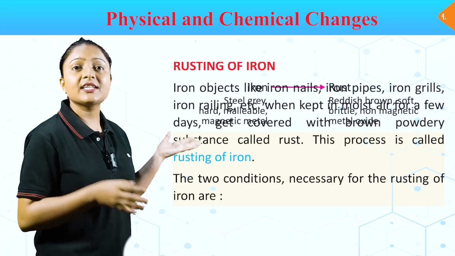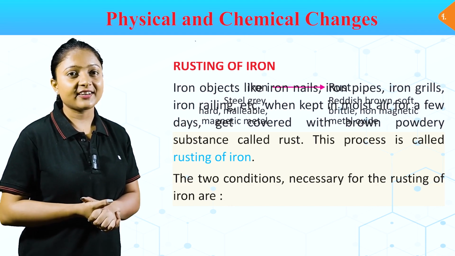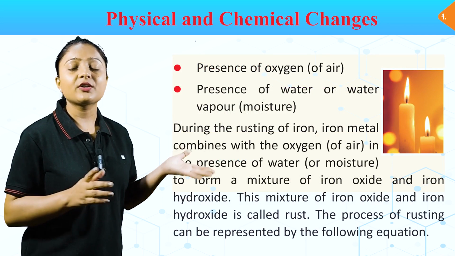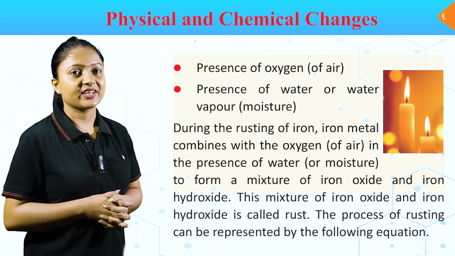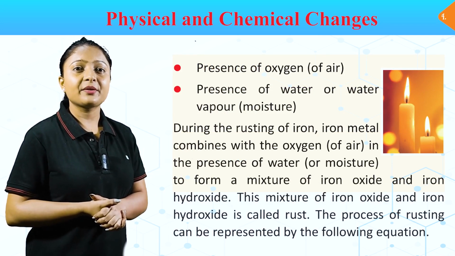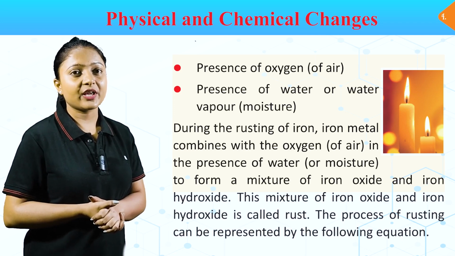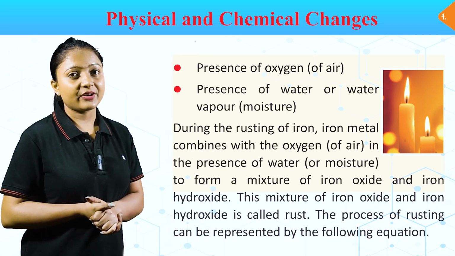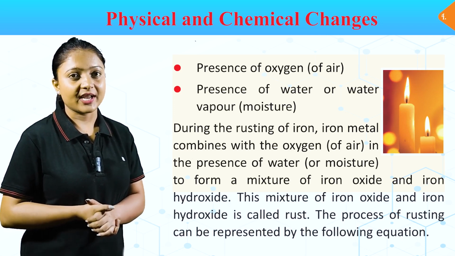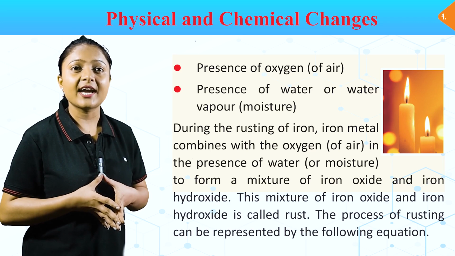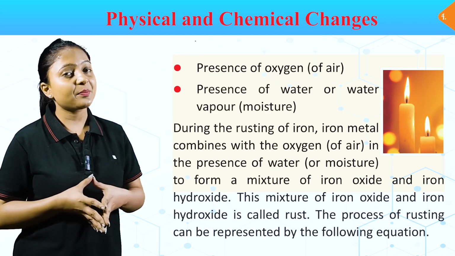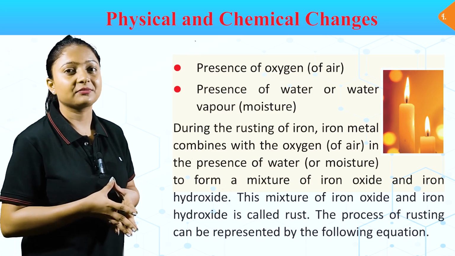The two conditions necessary for the rusting of iron are presence of oxygen, of air, and presence of water or water vapor, moisture. During the rusting of iron, iron metal combines with the oxygen of air in the presence of water or moisture to form a mixture of iron oxide and iron hydroxide. This mixture of iron oxide and iron hydroxide is called rust. The process of rusting can be represented by the following equation.